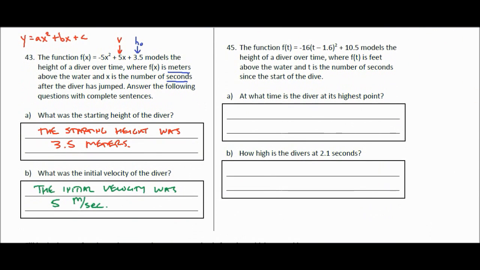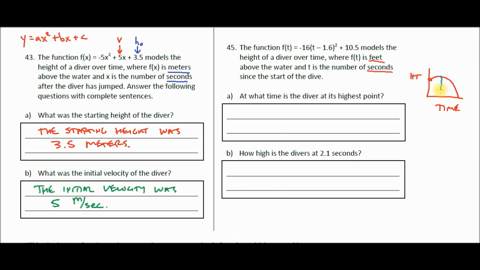Let's go ahead and try to do number 45. Here is another function. This models the height of a diver over time, where f of t is feet above water and t is the number of seconds. All right, let's see what we get. At what time is the diver at its highest point? We'll think about it again. If here is our parabola modeling time on the x-axis and height on the y-axis, at what time is the diver at its highest point?